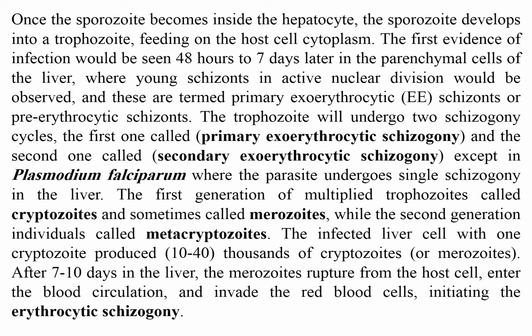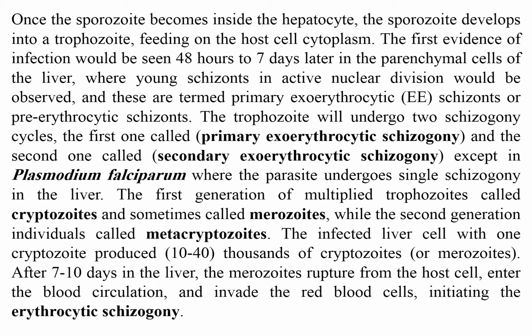The trophozoite will undergo two schizogony cycles, the first called primary exoerythrocytic schizogony and the second called secondary exoerythrocytic schizogony, except in Plasmodium falciparum, where the parasite undergoes a single schizogony in the liver. The first generation of multiplied trophozoites are called cryptozoites, sometimes called merozoites, while the second generation individuals are called metacryptozoites. An infected liver cell with one cryptozoite produces 10 to 40,000 cryptozoites.